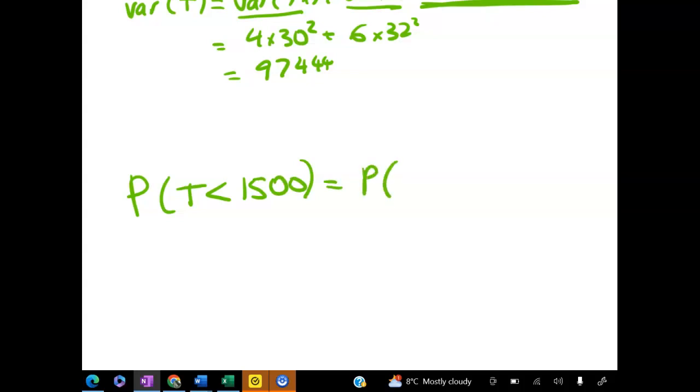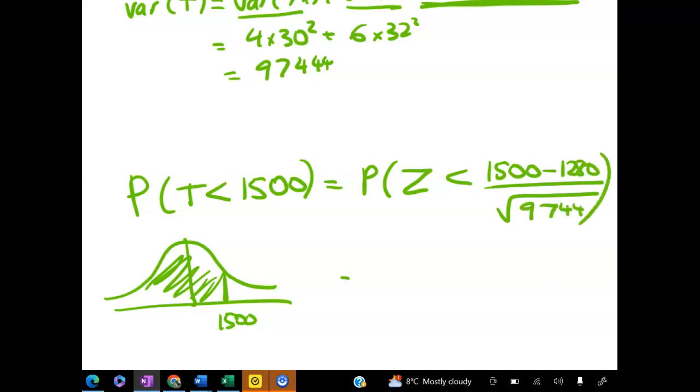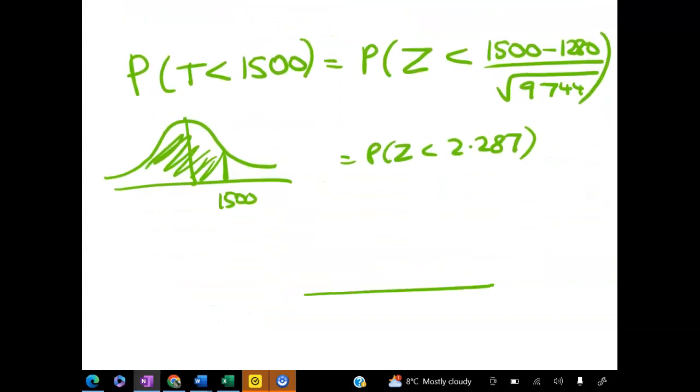We're just going to standardize. So here's my picture of T. So T less than 1500 looks like that. So that's equal to the probability that Z is less than 1500 subtract off the mean of 1280 and divide by the standard deviation, which is 9744. That gives me the probability that Z is less than 2.287. And we go to our tables, and this is the Z value that we're looking for.